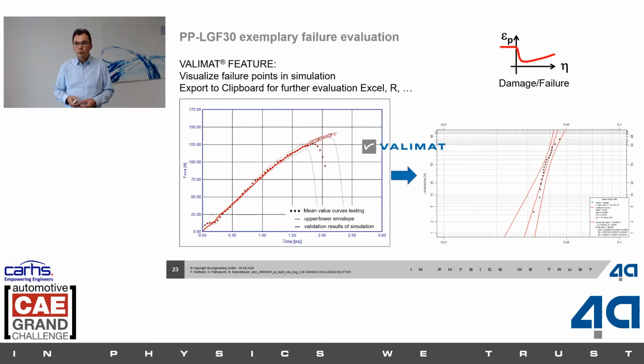What we can furthermore do is, if we simulate it, as you can see in the left chart, you can see the simulation curve without failure criteria, and we can plot on the simulation curve the failure points that we have measured in the test region, and visualize it easily in our software. And we can copy these values for further evaluations just to Excel or to R, as you can see in the right chart, where we have a Weibull diagram for the failure probability over the failure strain.